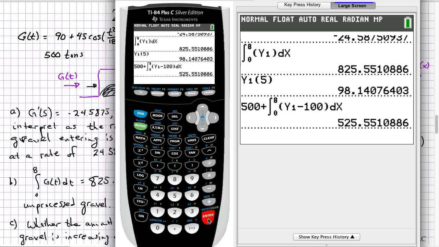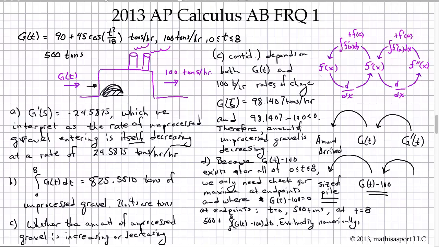We could have known that we were going to get that because the integral from 0 to 8 of the negative 100 part is just going to be minus 800, but then we also added in the initial amount, 500. But it was worth going through. 525.5510. So now all that's left is to find where g of t minus 100 equals 0.